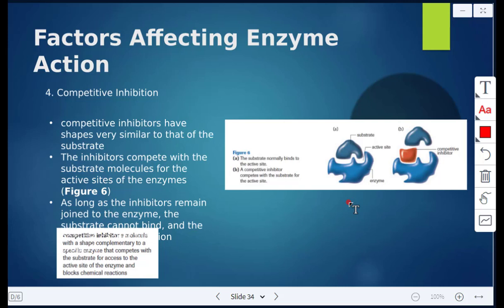And it's a little bit blurry here, but remember it will be clear when you open up the PowerPoints under modules. All right, so figure A here showing that the substrate normally binds to this active site, but a competitive inhibitor, this reddish one here, competes with the substrate for the active site.